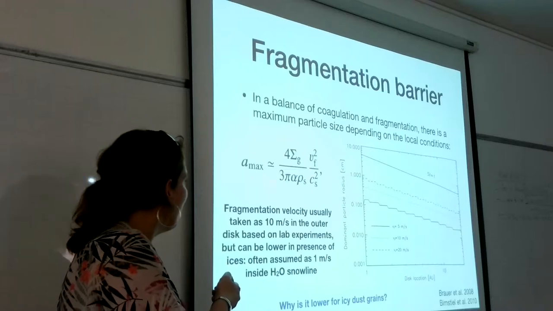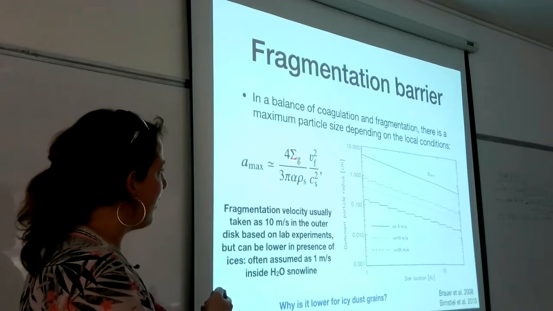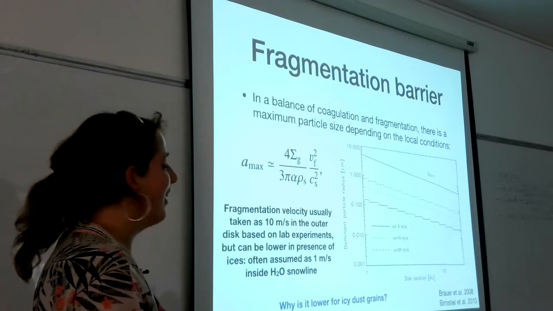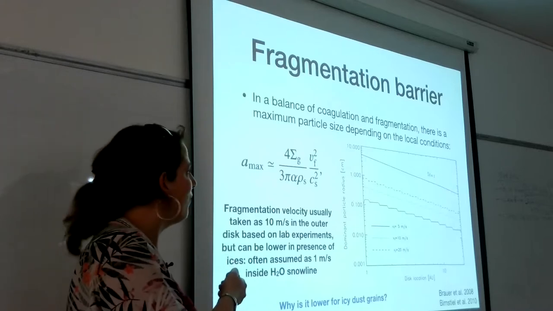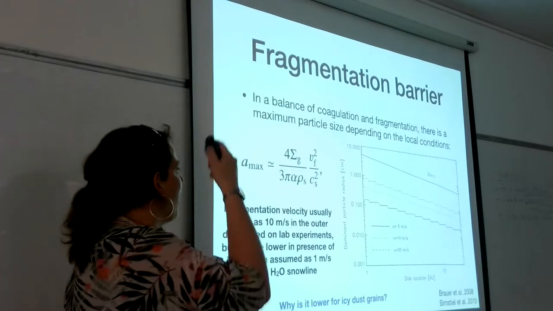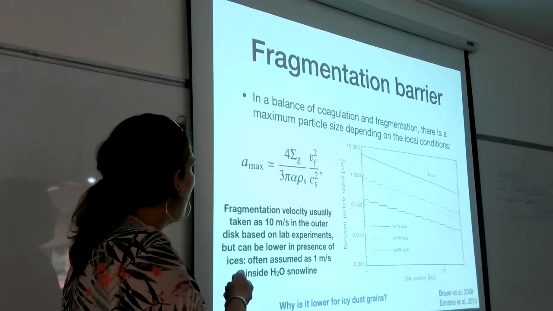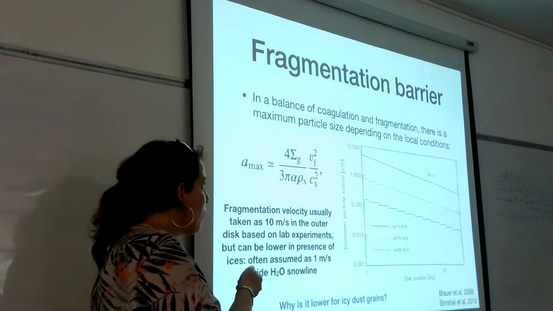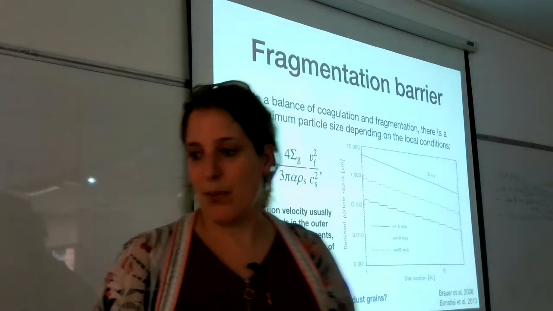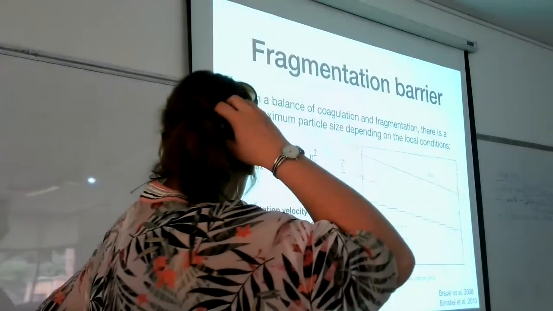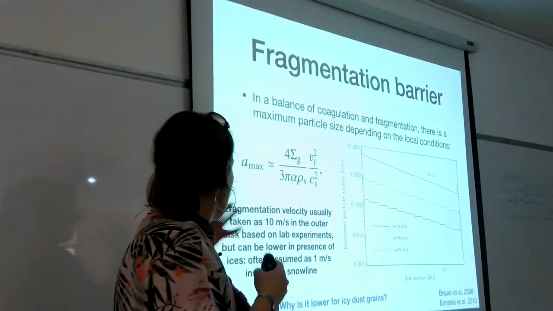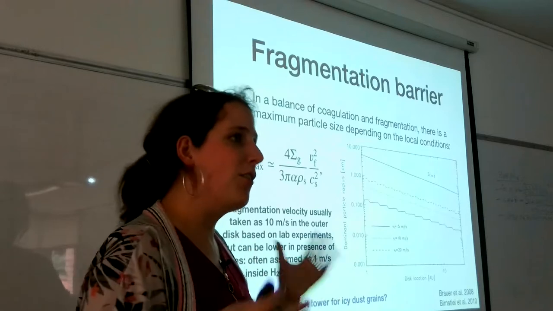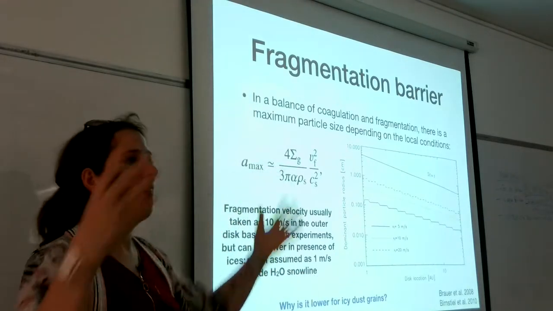It's identified here. So it depends on the local gas surface density and on the alpha parameter. So we do need the alpha here. If alpha is very low, the maximum grain size is going to be very large as well. Then there are some constants, pi, 4, 3, rho_s, which is the intrinsic grain density, it's really just one. The sound speed, and finally this v_f, the fragmentation velocity. This is the velocity that is usually taken as 10 meters per second. This is based on lab experiments. So above this velocity, things will always fragment.